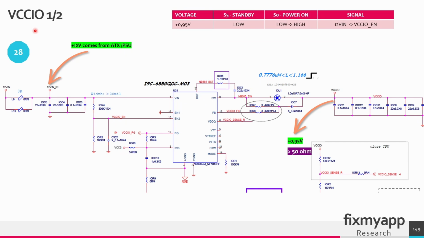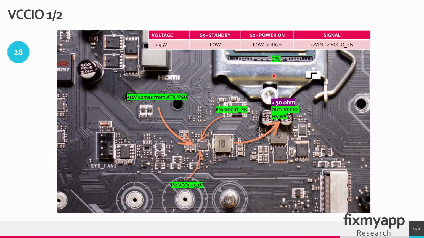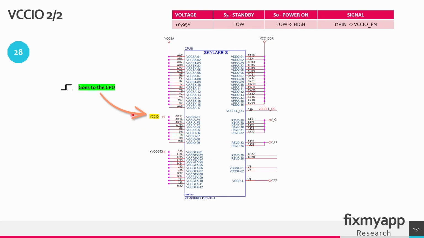So the VCCIO provides power to the integrated memory controller that is inside of the CPU, which handles the communication with the system's random access memory. This is the CPU, and near this CPU there is the buck controller, and this buck controller will start generating the 0.95 volt that will go to the CPU. And this is the CPU, so this voltage rail goes directly into the CPU.